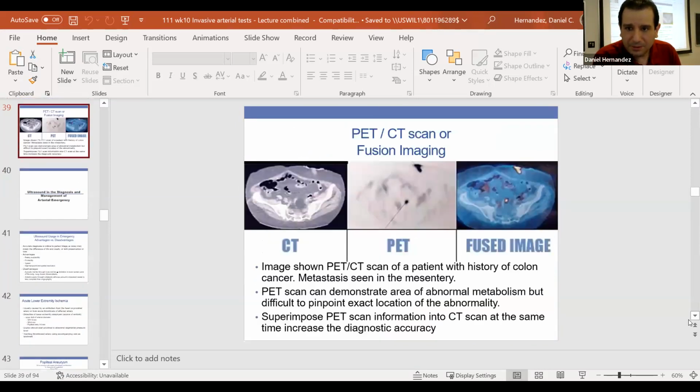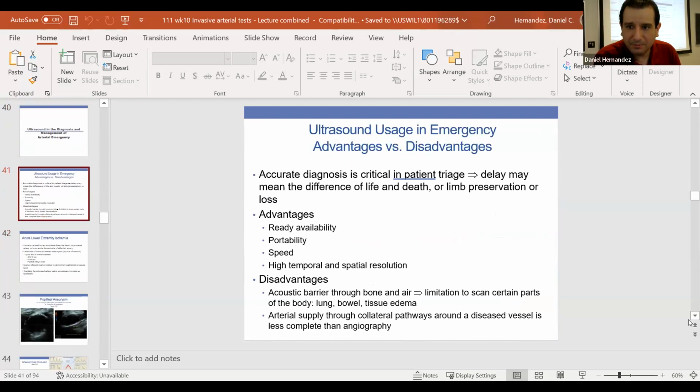Let's see, what was this? So this was ultrasound usage in emergency situations. So again, with ultrasound we have the benefit of being mobile, being portable. We can be easily accessible, so we can get to a patient relatively quickly. We can bring the exam to them.